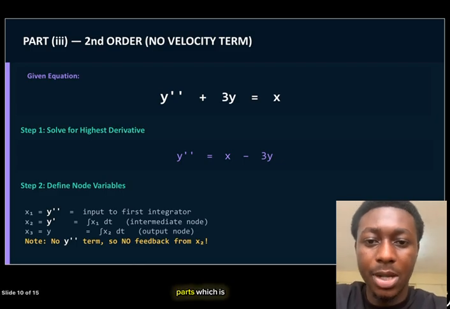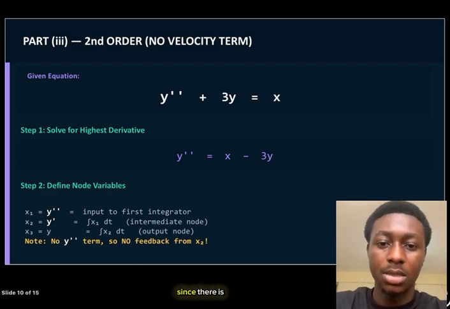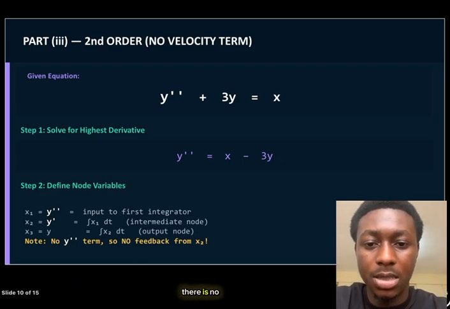For the critical part, which is the feedback loops, since there is no y prime term, there is zero feedback from the y prime node back to the start. We draw only a feedback loop from the y term back to the y prime prime with a gain of -3. This acts as a restoring force for our system.